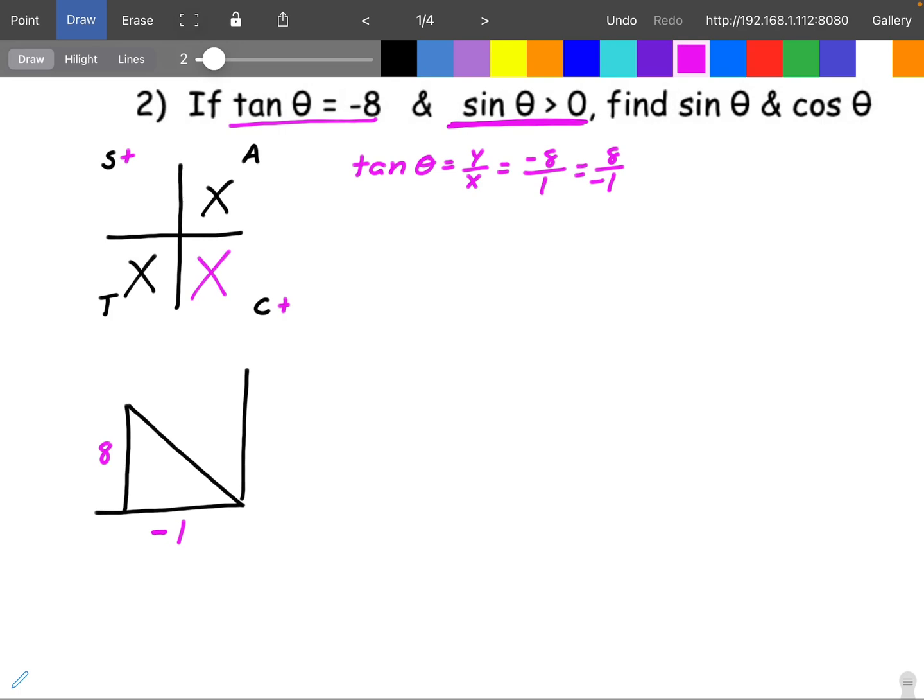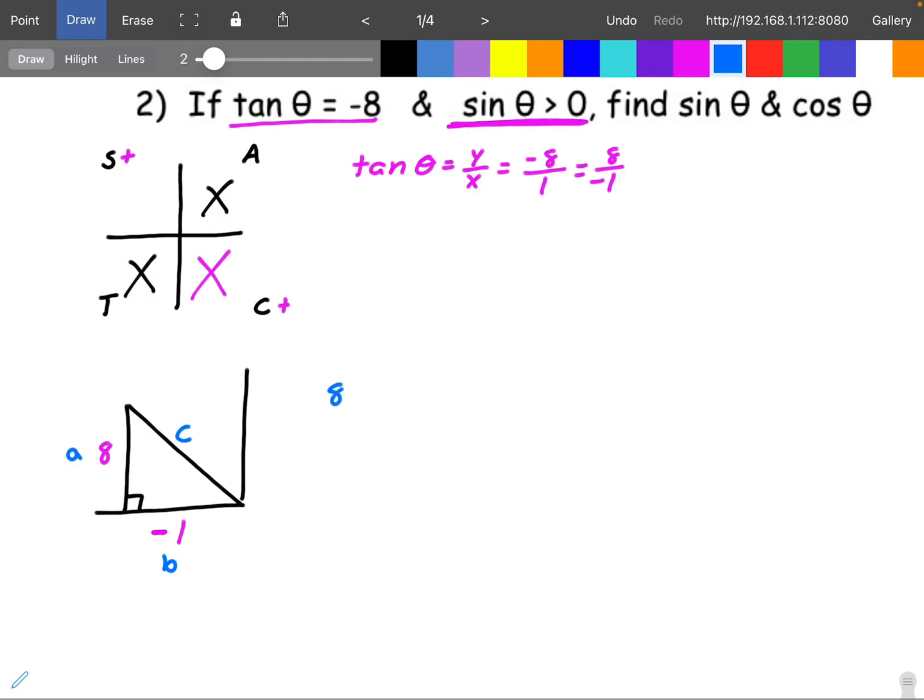Now, this is obviously not a unit circle, because if it was a unit circle, I could never have a side that is as large as 8. Therefore, I have to actually find the hypotenuse using the Pythagorean theorem. So I know that this has to be my C, which means this is my A and my B. And the A and the B can be switched, but the C has to be the hypotenuse. So then we'll go ahead and find our third side.